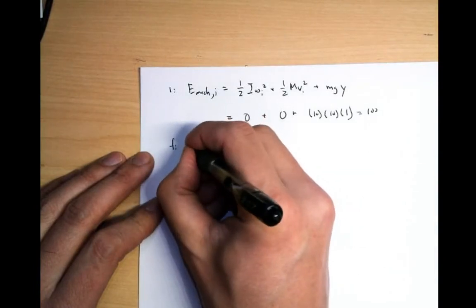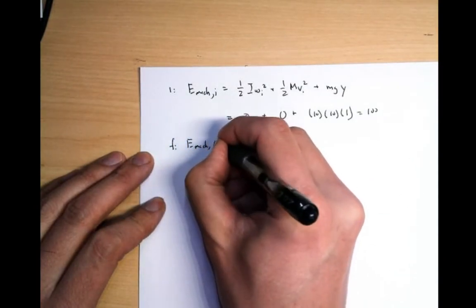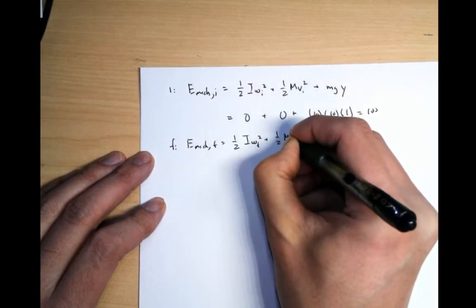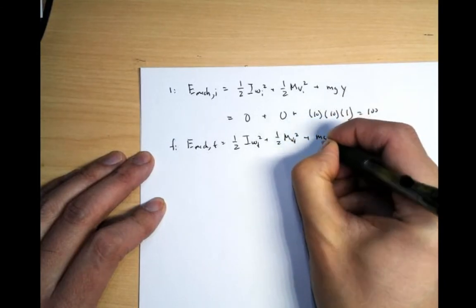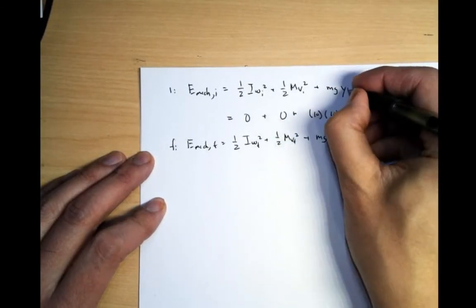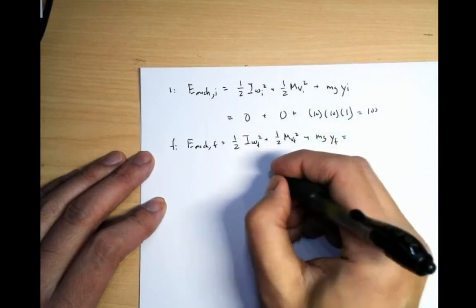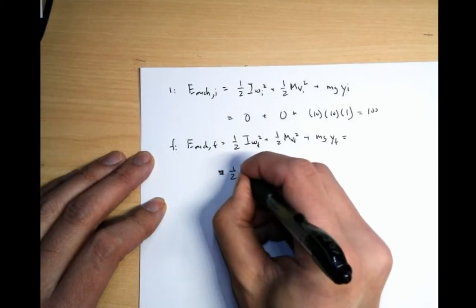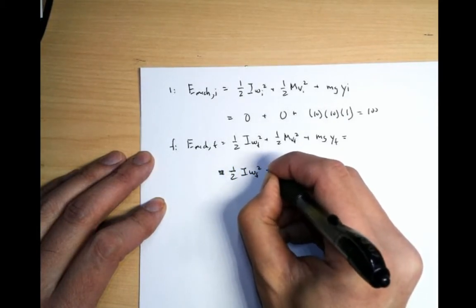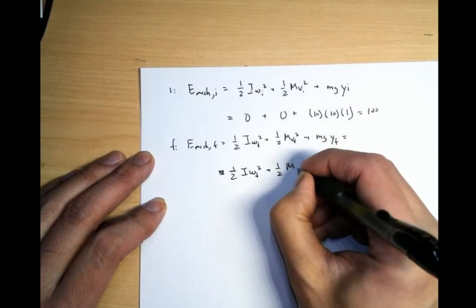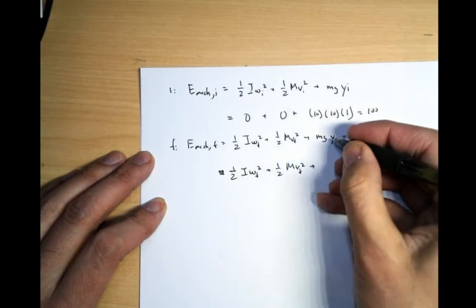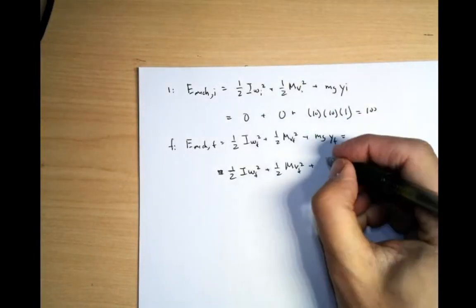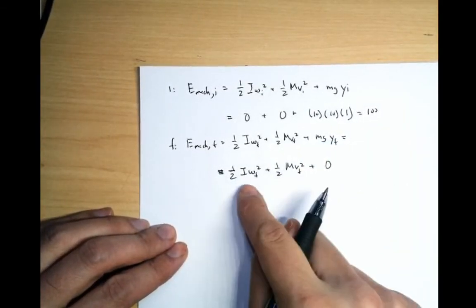Let's look at the final state. The mechanical energy of the final state is 1/2 I omega f squared plus 1/2 m vf squared plus mg times yf. In this case, I have 1/2 I omega f squared plus 1/2 m vf squared, plus this one I know exactly because it ends up at y equals zero, so that's just zero. Now the only thing I have to figure out is what this thing has.